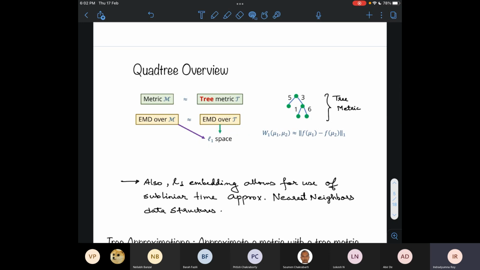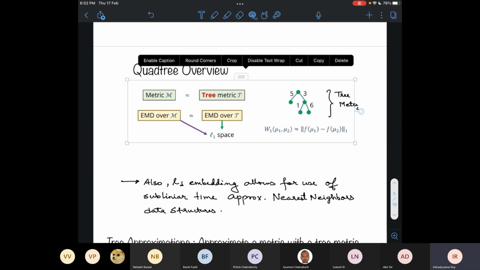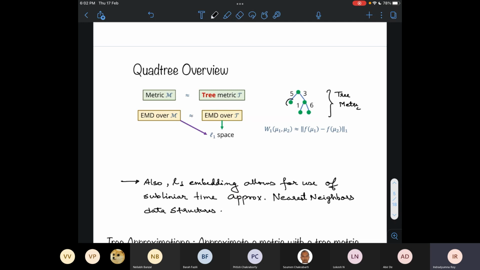So what is a tree metric? A tree metric is simply denoted by a tree where the items of the set lie on the nodes of the tree, and the distances between the points are defined by the shortest path along the tree. So let's say you have this point and this point, and the shortest path would be 5 plus 3 plus 1. And that's just what a tree metric is.